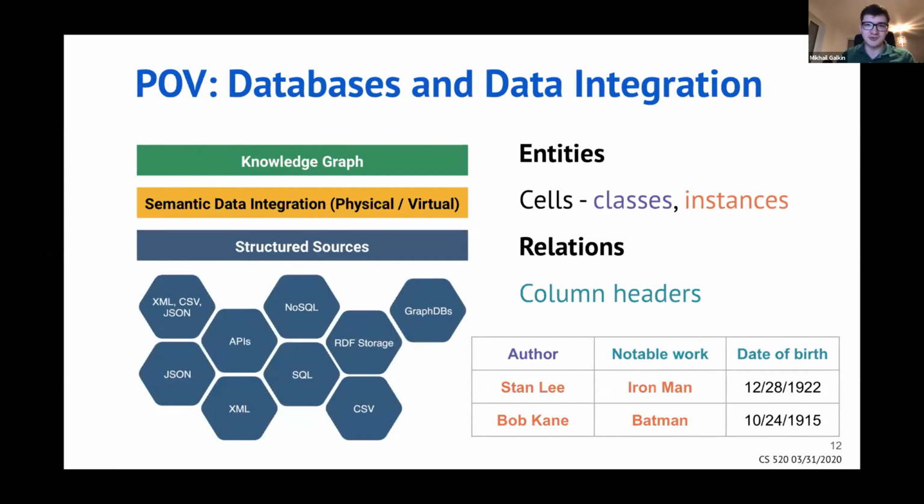So then we go to databases and data integration. Knowledge graphs here help us to create a unified view on heterogeneous sources. Here it might be structured sources. And we use semantic data integration mechanisms to lift those heterogeneous data sources like JSON data, XML data, CSV data, and transform them to a knowledge graph.